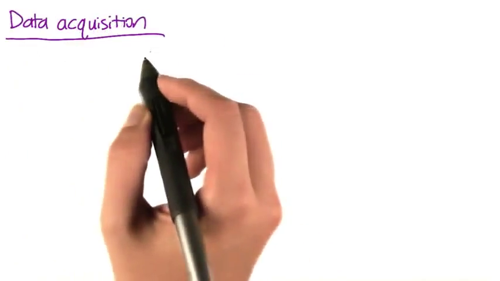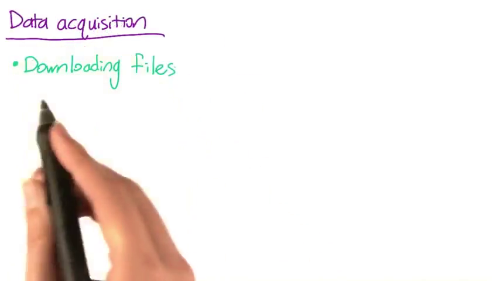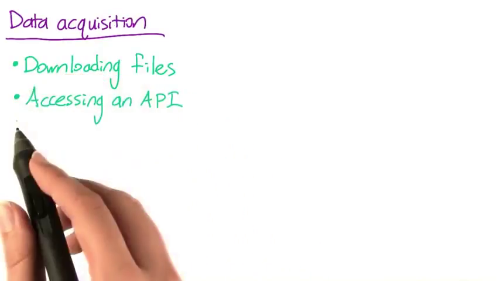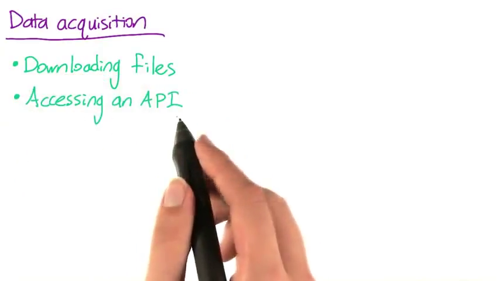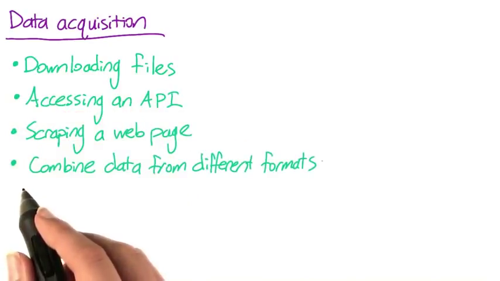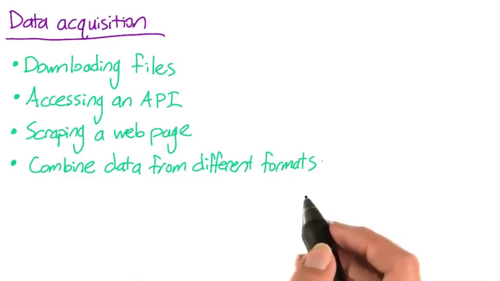Data acquisition can happen in a variety of ways. In this case, you acquired the data by downloading some files that were available. In other cases, you might need to get the data from an API, or you might need to scrape it from a web page. You'll also often need to combine data from multiple different formats.